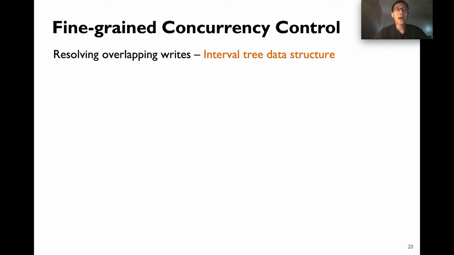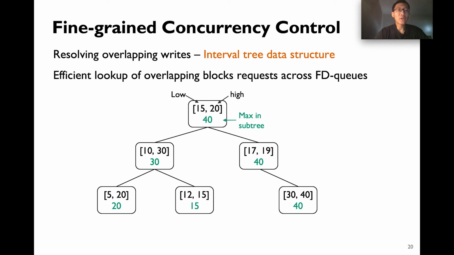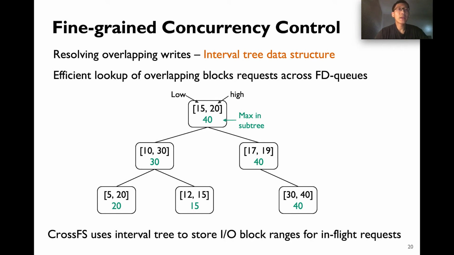To resolve the overlapping updates, CrossFS uses the interval tree data structure. The interval tree is an augmented self-balanced binary search tree. As shown in the figure, each node has an interval with a low value and a high value, and also the max value in the subtree to help lookup and insert operations. The interval tree provides efficient lookup for overlapping block requests across FDQs. We use the interval tree to store I/O block ranges for in-flight requests.